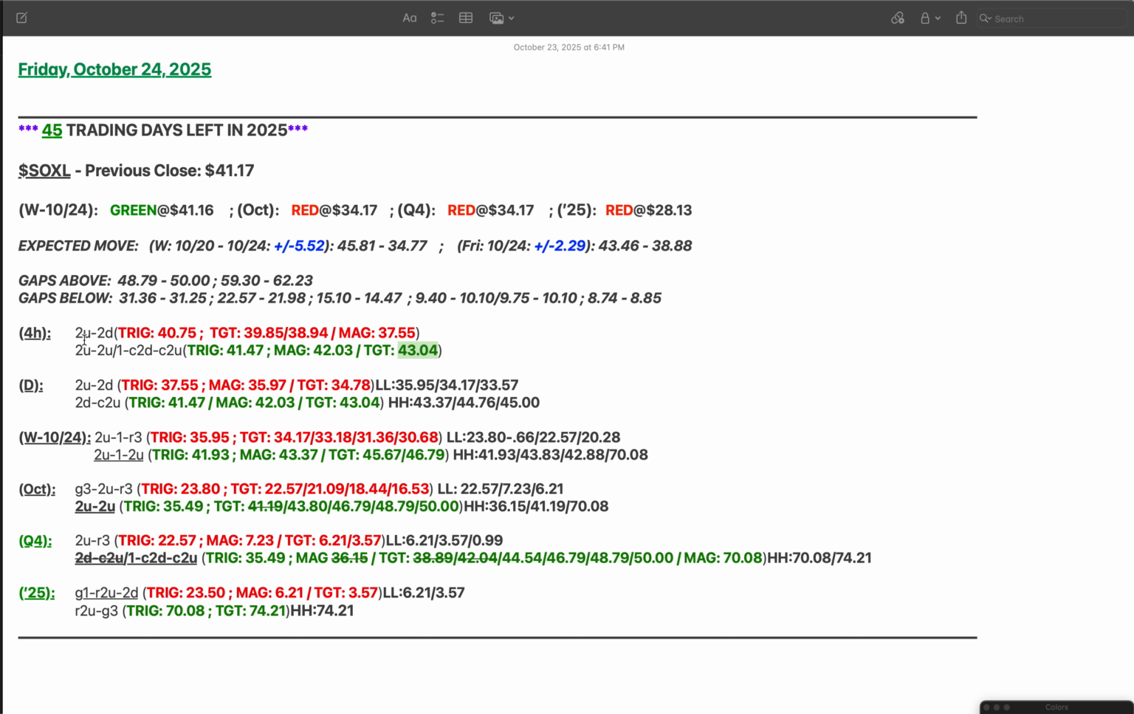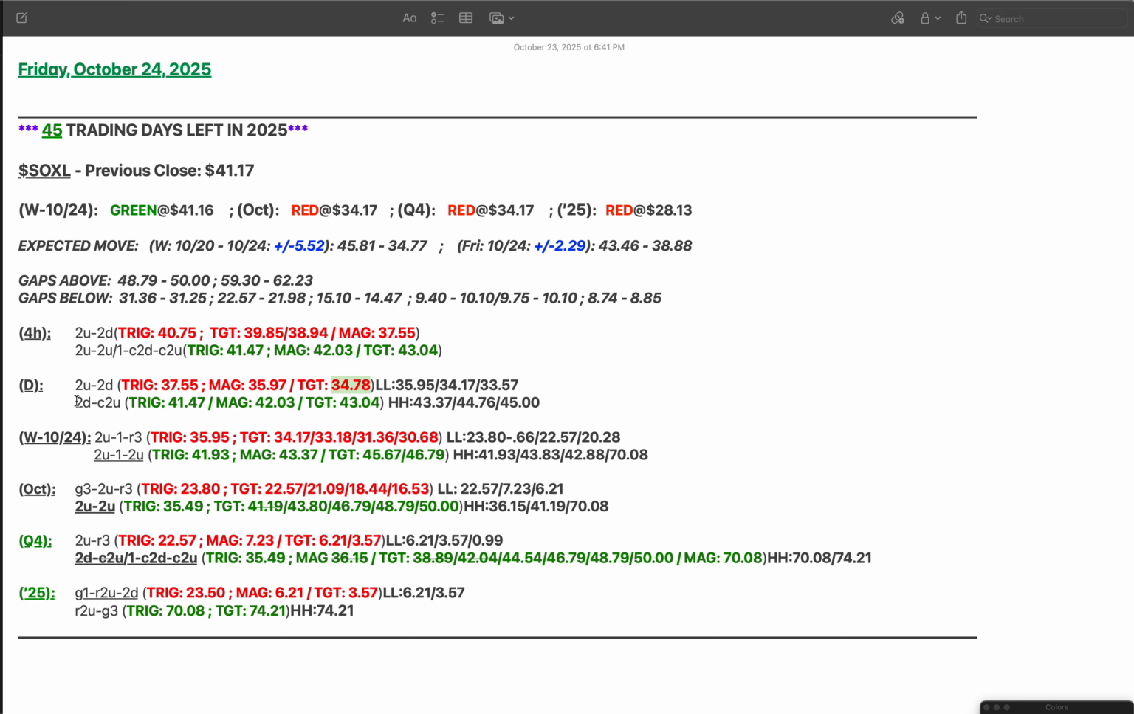Not the scalp, but more of a day trade, possibly even swing perspective if you want to play the 4-hour like that, especially if we make a higher high on the 4-hour perspective. But then from the day chart, if we go to the downside, 2 up, 2 down triggers at 37.55 with the magnitude of 35.97, and we've got an extended target of 34.78 when we're looking at the day chart.